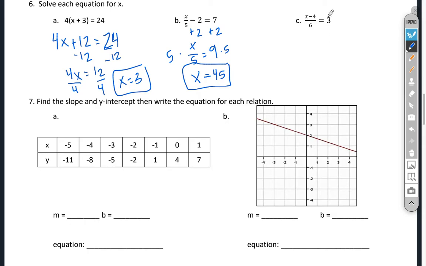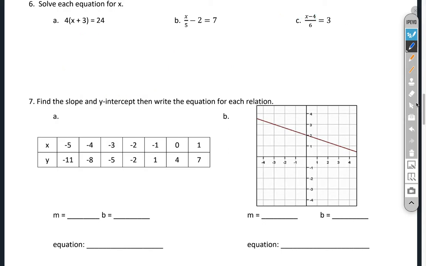Right, C, we've got x minus 4 all over 6. Well, remember that this is a grouping. Even though this is a minus 4, you would not add that 4 first until you get rid of the 6. So we're being divided by 6. We're going to multiply by 6. And then we get x minus 4 equals 18. Right, then we want to isolate x. So we're going to add 4 to both sides. And we get x equals 22. And that's our answer. Right, not too bad. Hopefully you remember that from a couple lessons back.